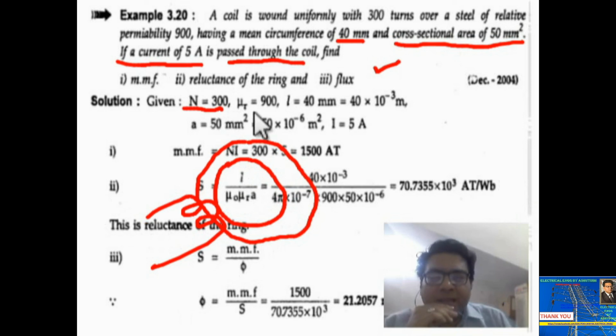Relative permeability of the steel is given, see here, 900. Then the length of the circumference is given. So L is equal to 40 millimeter. This is the length of the circular steel ring. It is given in millimeter, so convert it into meter. It becomes 40 into 10 to the power minus 3 meter.